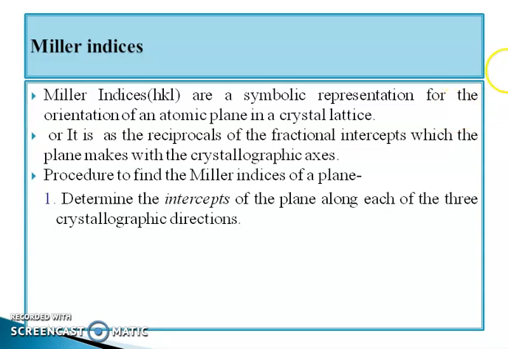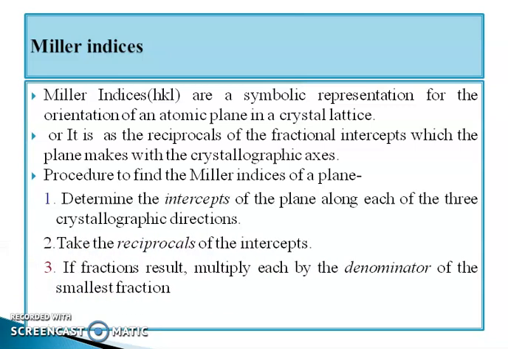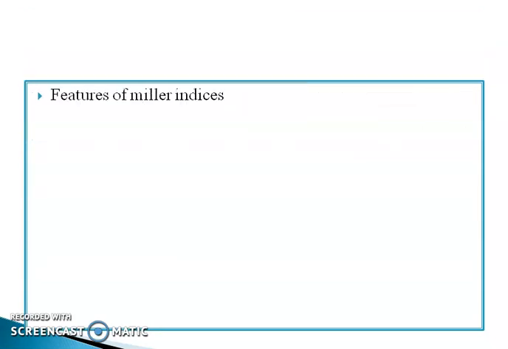First, check the plane. Then the first step is to determine the intercepts of the plane along each of the three crystallographic directions or axes. Second, take the reciprocals of the intercepts. Next, if these reciprocals of the intercepts are fractions, then multiply each by the denominator of the smallest fraction. It gives us the Miller indices.